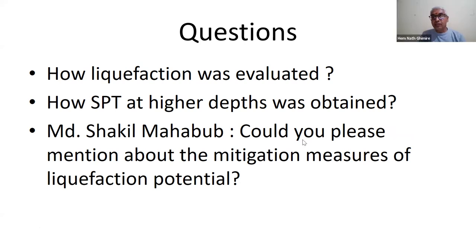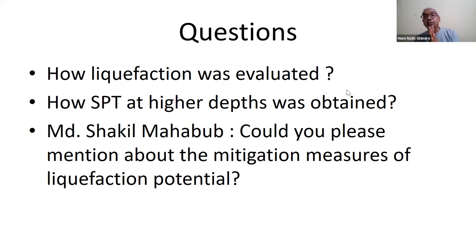On liquefaction potential, first we correlated using several different methods. One is the cone penetration test. Another is the fine content, the percentage of fines. Another is the SPT value. Another is depth. So there are several methods. You are asking about the mitigation measures.